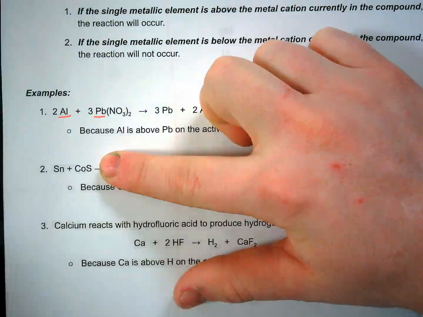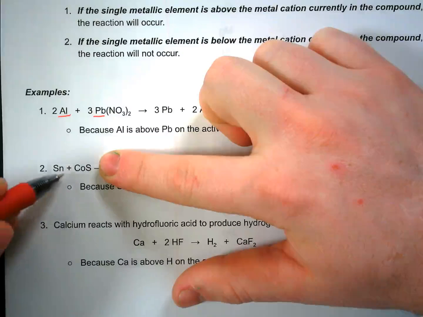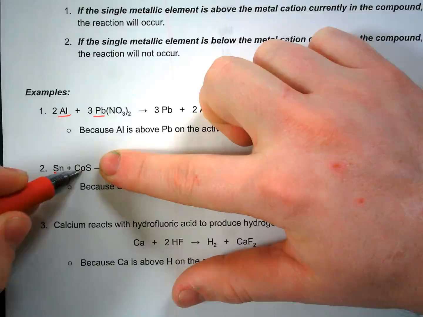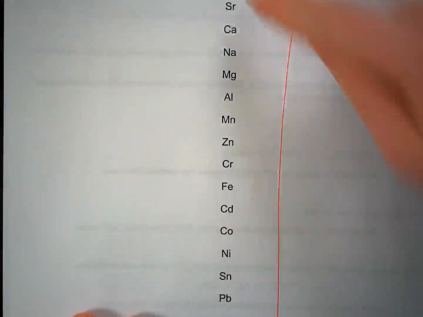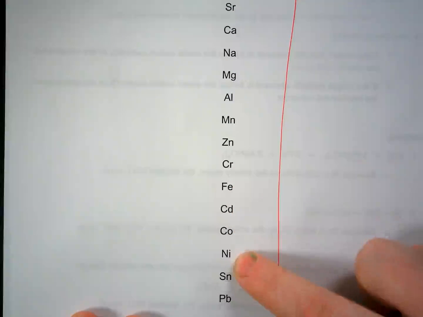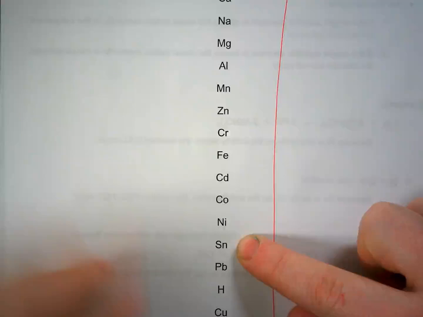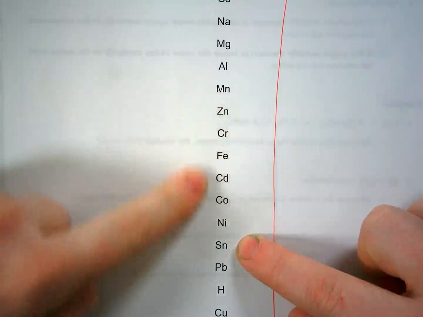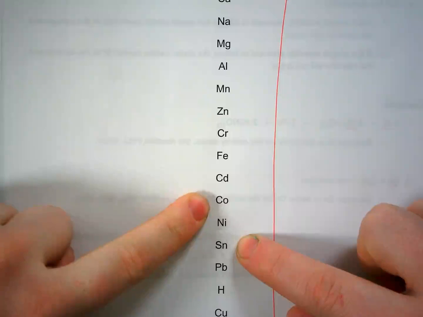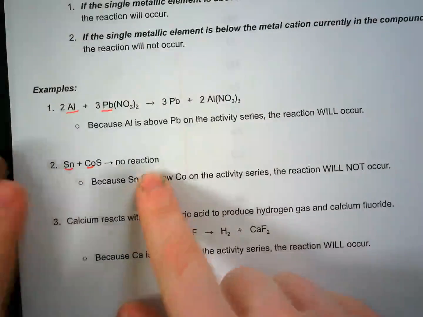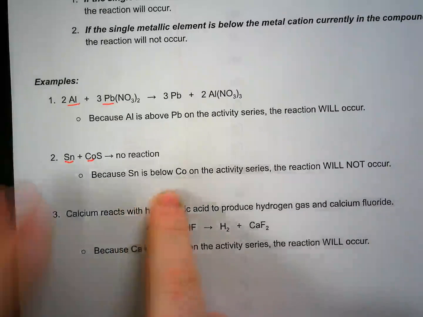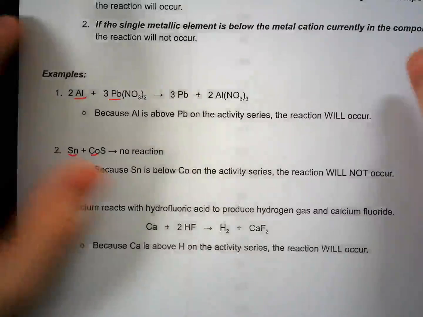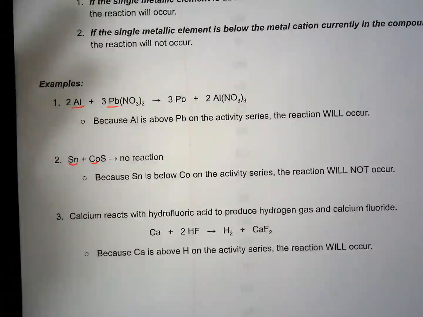And the question is, will the tin replace the cobalt here? That's the question. So we go look at our activity sheet, and we're going to find tin. Tin is all the way down here. And then we're going to check above. Let's see, cobalt. Cobalt is above tin. And because cobalt is above tin, we would say that there's no reaction. And again, if I was to ask you for an explanation, you would say, because tin is below cobalt on the activity series, we won't have a reaction. Easy enough.